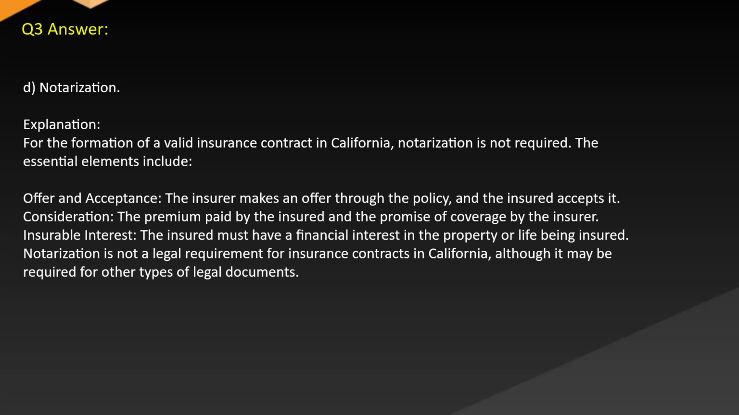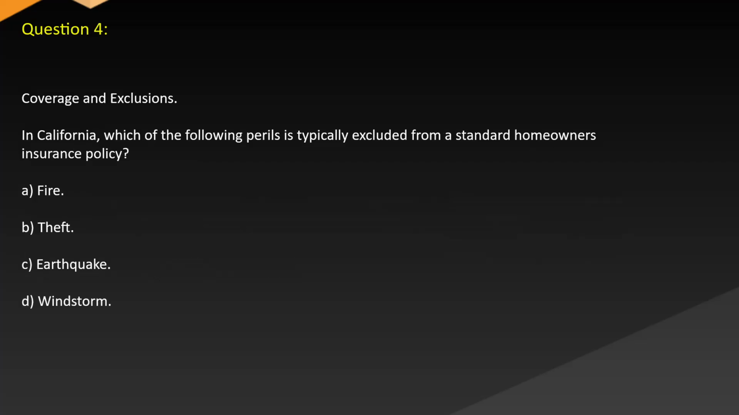Consideration: the premium paid by the insured and the promise of coverage by the insurer. Insurable interest: the insured must have a financial interest in the property or life being insured. Notarization is not a legal requirement for insurance contracts in California, although it may be required for other types of legal documents. Question 4. Coverage and exclusions.